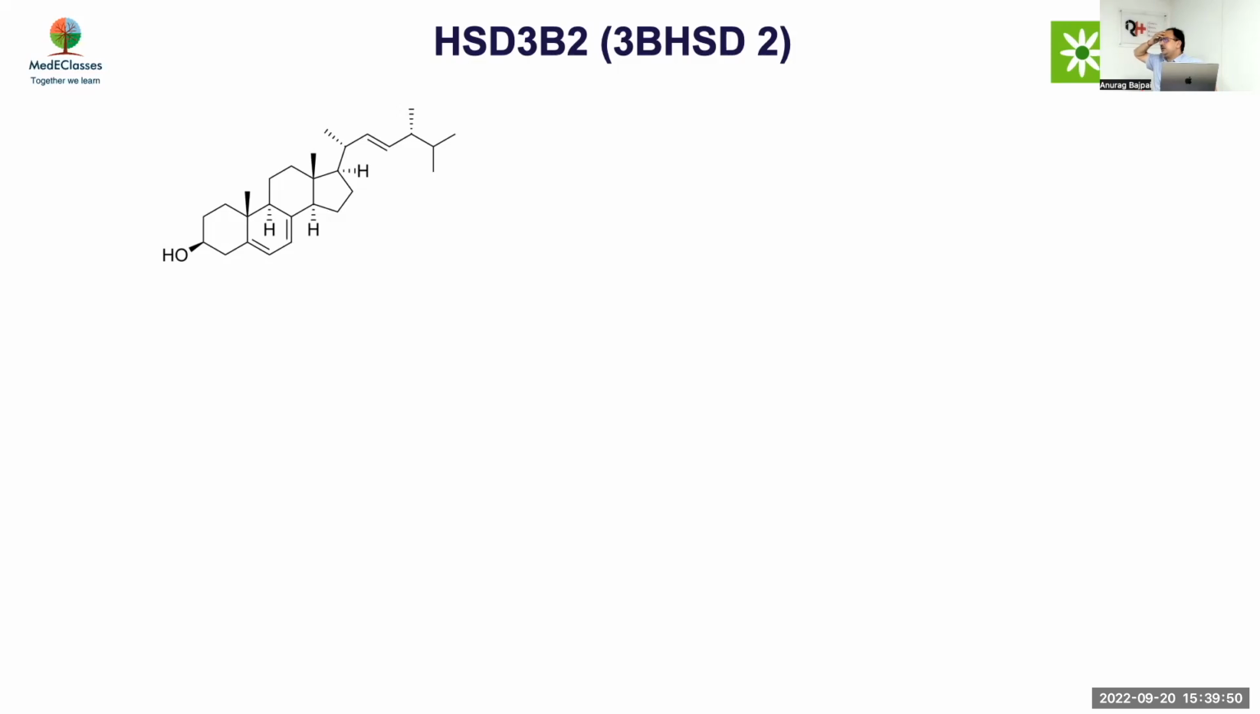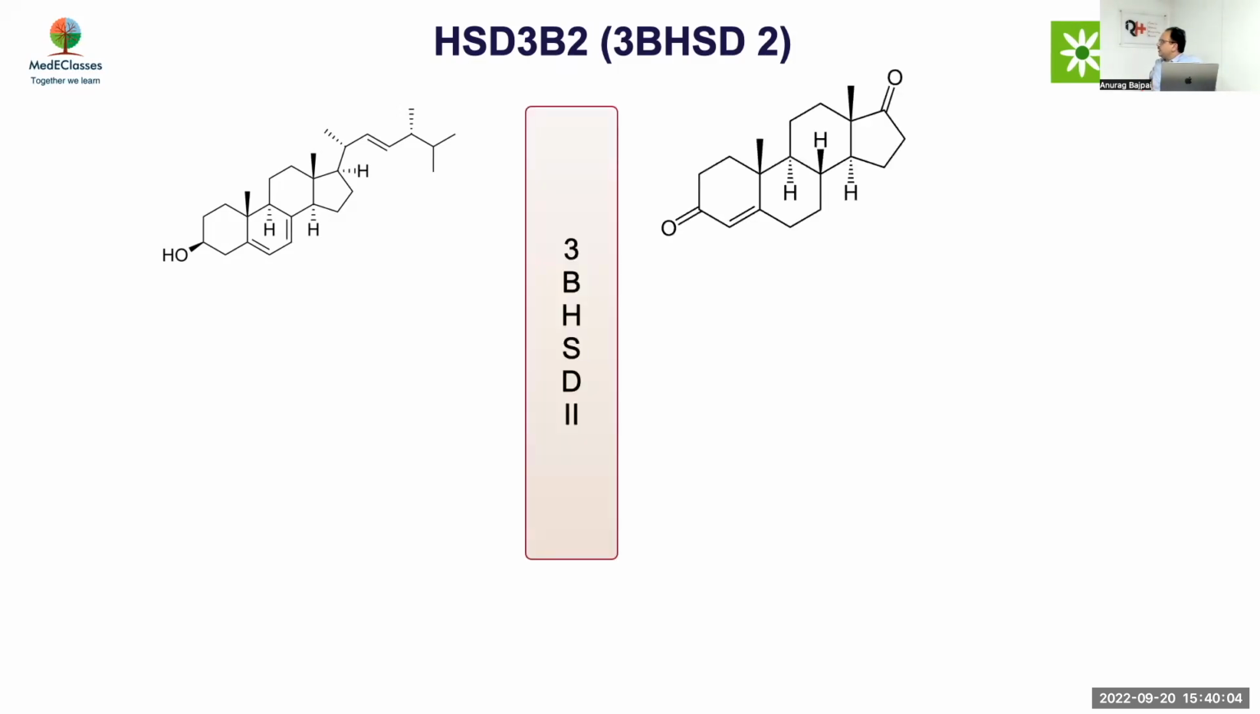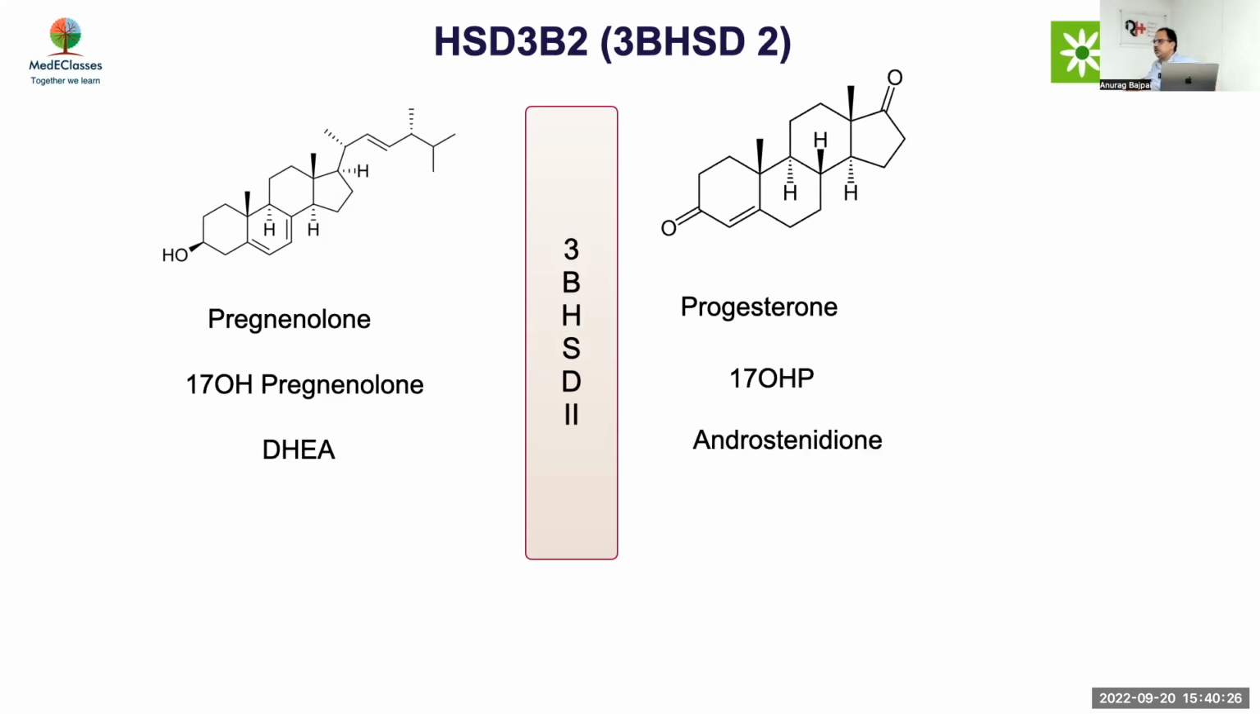What is delta? When you say delta 5, what do you mean by delta 5? The double bond is at carbon 5. And this is converted by 3-beta HSD to the 4th position. So this is just a switch which converts delta 5 compounds into delta 4 compounds. Now the 3 major delta 5 compounds are pregnenolone converted to progesterone, 17-hydroxypregnenolone to 17-hydroxyprogesterone, and finally DHEA to androstenedione.